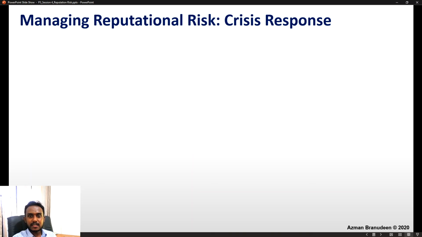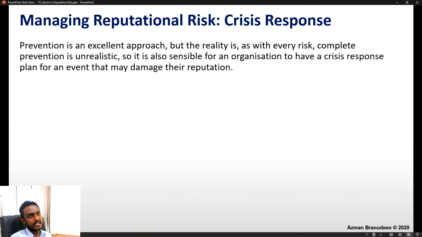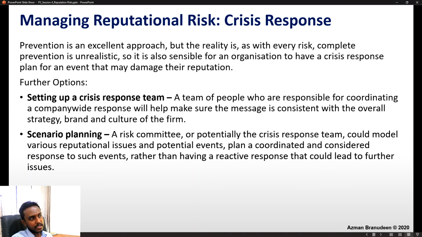You can also look at it as a crisis response situation, the reactive aspect of things. Prevention is an excellent approach, but the reality is, as with every risk, complete prevention is unrealistic. So it is also sensible for an organization to have a crisis response plan for an event that may damage their reputation. What are these further options you can have? You can have a crisis response team, a team of people who are responsible for coordinating a company-wide response, which will help make sure the message is consistent with the overall strategy, brand, and culture of the firm.